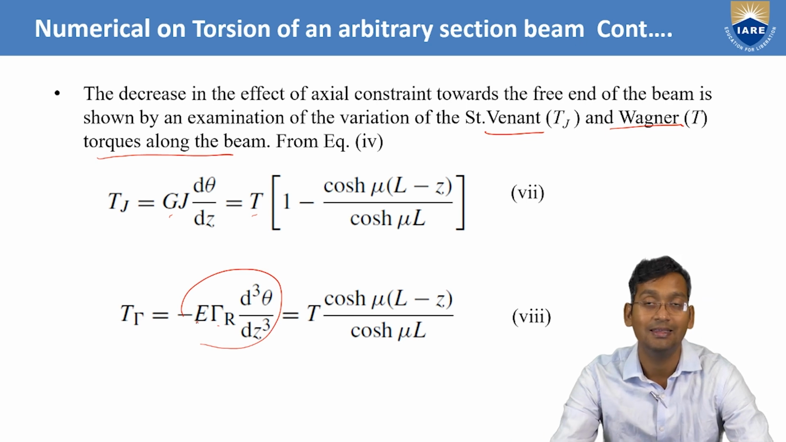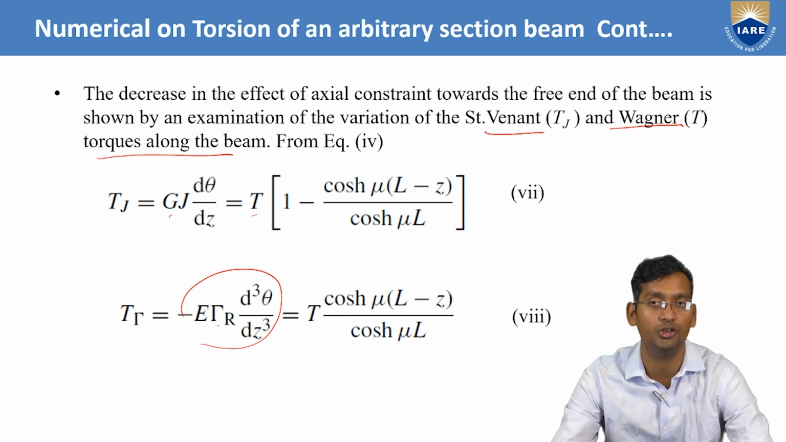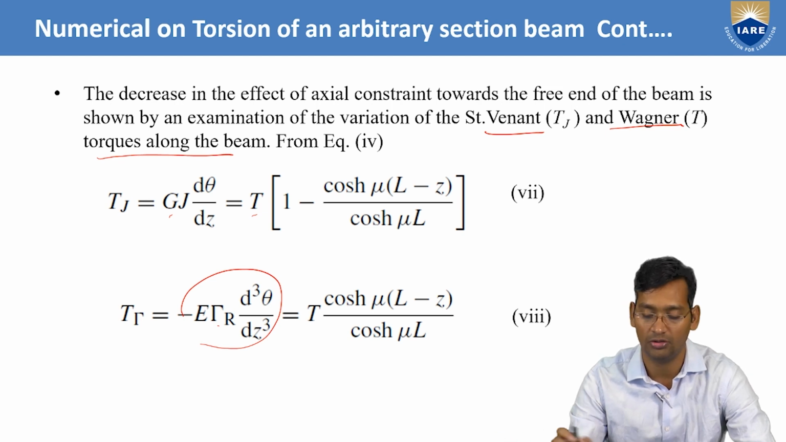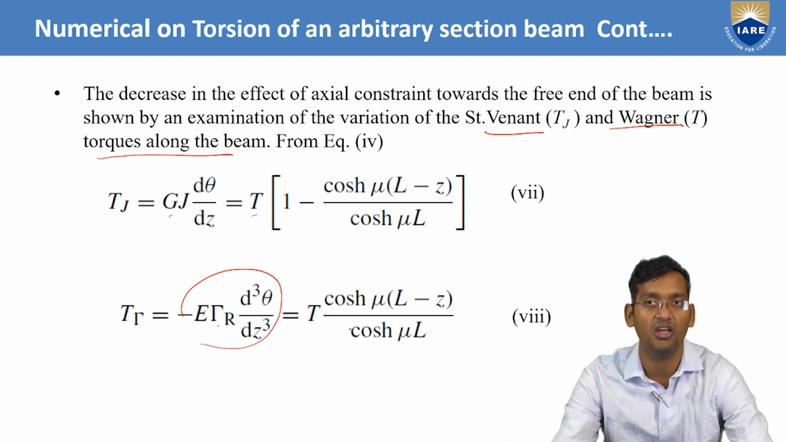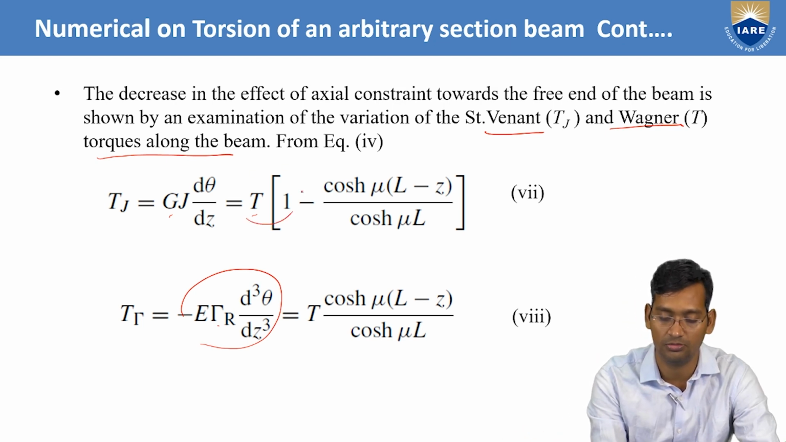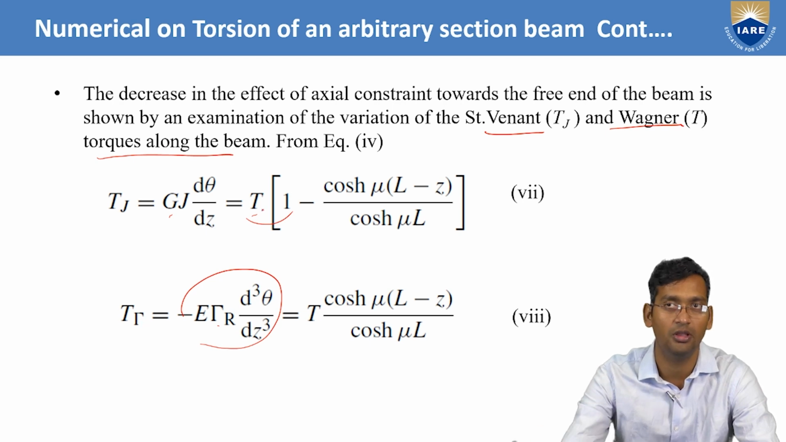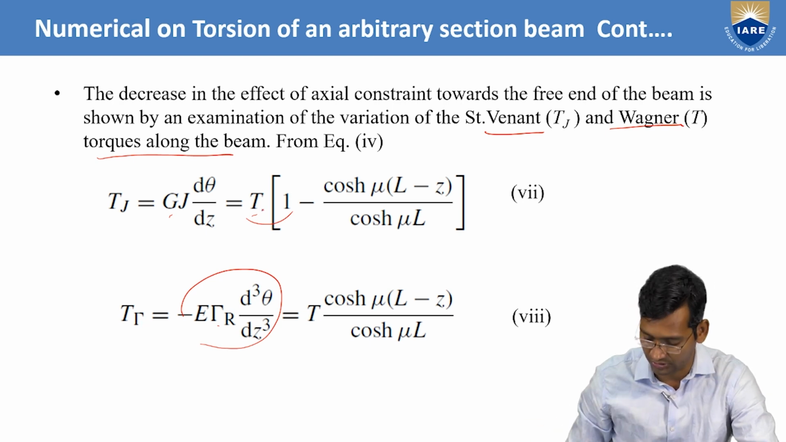After putting E, that is tau, T tau is equals to minus E tau r dq by d theta. After substituting, what will we get? T is equals to cosh mu into L minus z by cosh mu L. Simply this T minus term will get removed for T tau, because that is the St. Venant torsion.